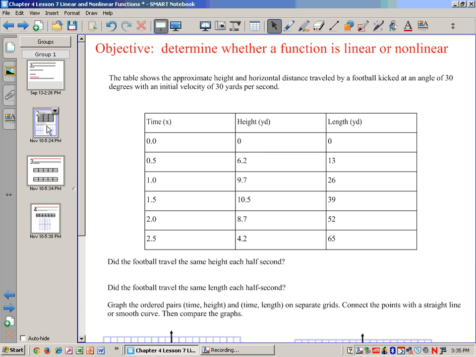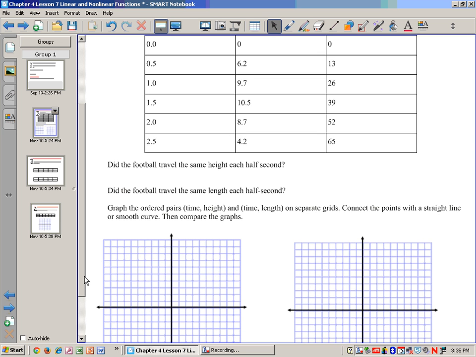So we have to graph the ordered pairs of time and height and then time and length on separate grids. We're going to connect the points with a straight line, and then compare them. First, we're going to do the height of the football. We have to label our graph. On the x-axis: 0.5, 1, 1.5, 2, 2.5, 3, 3.5, 4, and that should get us enough. And on the y-axis, we're going to count by 2: 2, 4, 6, 8, 10.